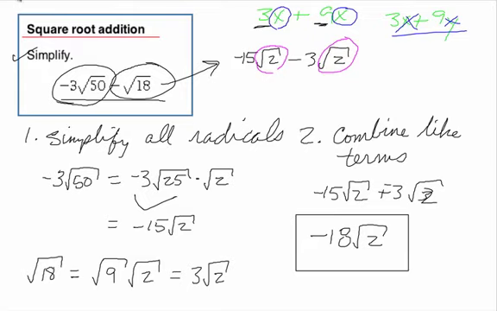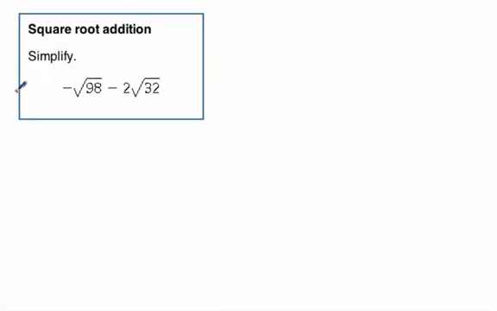Okay, some more examples. Here's another. Let's check it out. This one says to simplify negative square root of 98 minus 2 square root of 32. So, following our step 1, we want to simplify negative square root of 98. Remember, that's the same thing as a negative 1, secret invisible 1 there. We could break that down into the square root of 36 times the square root of 3, right? And so that becomes negative 6 radical 3.